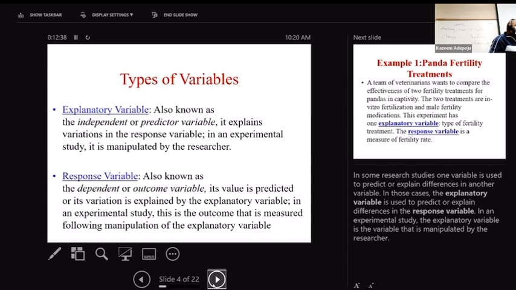I'm going to go into the response variable now. We call it the dependent variable. We call it an outcome variable. It's a variable that depends for its value on another variable. An example of that is the volume of sales. The volume of sales depends on the amount spent on advertising.